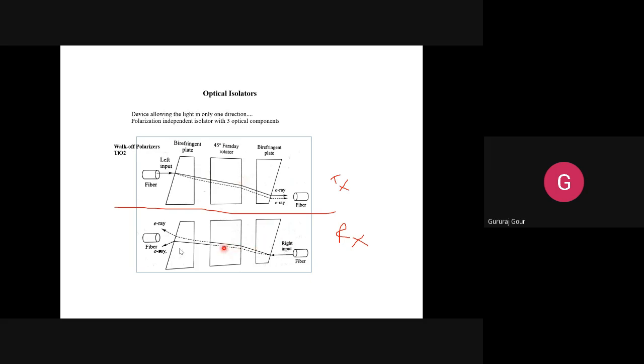Right to left, here you can see when the field component is going to traverse the Faraday rotator in the receiver part, then it will again be rotated by 45 degrees like that.